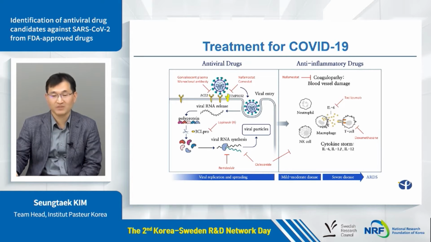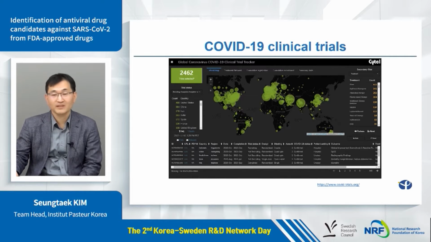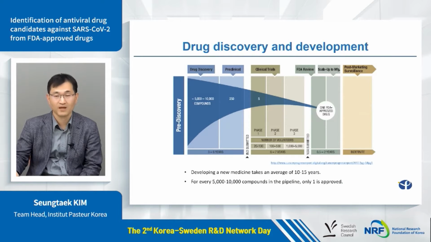However, in the cytokine storm phase, drugs which can reduce the excessive immune response should help. Steroid drugs are good drug candidates, and for example, dexamethasone has shown proven efficacy in clinical trials. This slide shows clinical trials for COVID-19. More than 2,000 trials have been and are being conducted globally, and most of them are trials for drug repositioning.